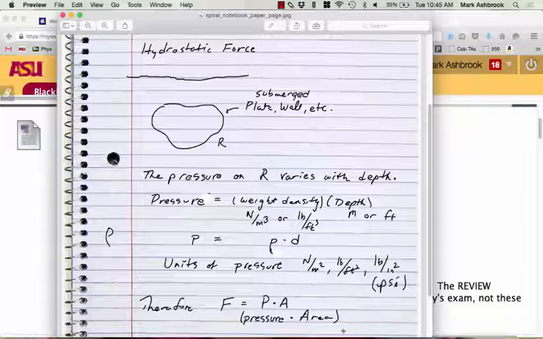Okay, so you've got all the basics of setting up integrals. You've got all the basics of hydrostatic force. So let's see if you can do one by yourself. Ready? Here we go.